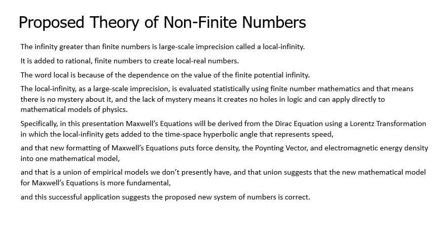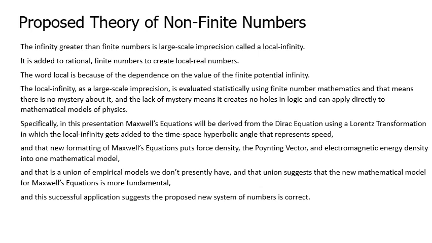The infinity greater than finite numbers is large-scale imprecision called a local infinity. It is added to rational finite numbers to create local real numbers. The word local is because of the dependence on the value of the finite potential infinity. The local infinity, as a large scale imprecision, is evaluated statistically using finite number mathematics, and that means there is no mystery about it. And the lack of mystery means it creates no holes in logic and can apply directly to mathematical models of physics.